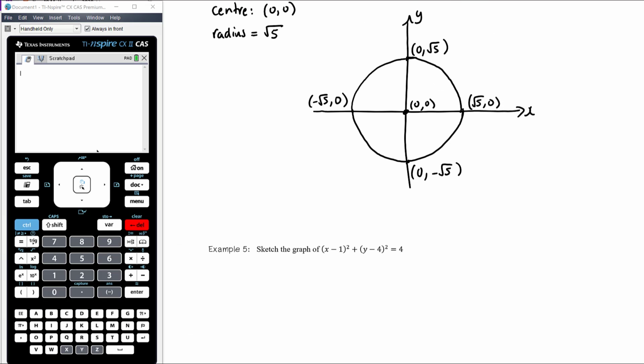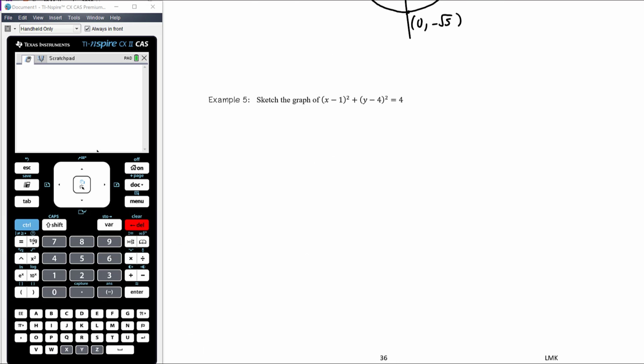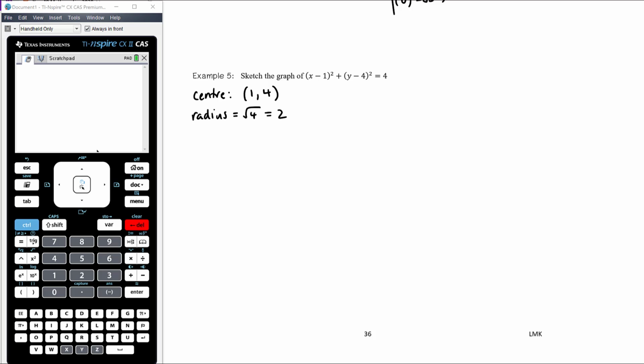Alright, example 5, sorry. So here we've got, sketch the graph of (x minus 1) all squared plus (y minus 4) all squared equals 4. Okay, so this is going to the right by 1, and this is going up by 4. So the centre is at (1, 4), and the radius is the square root of 4, which is 2. So centre at (1, 4) with a radius of 2. Let's think about what's happening there.